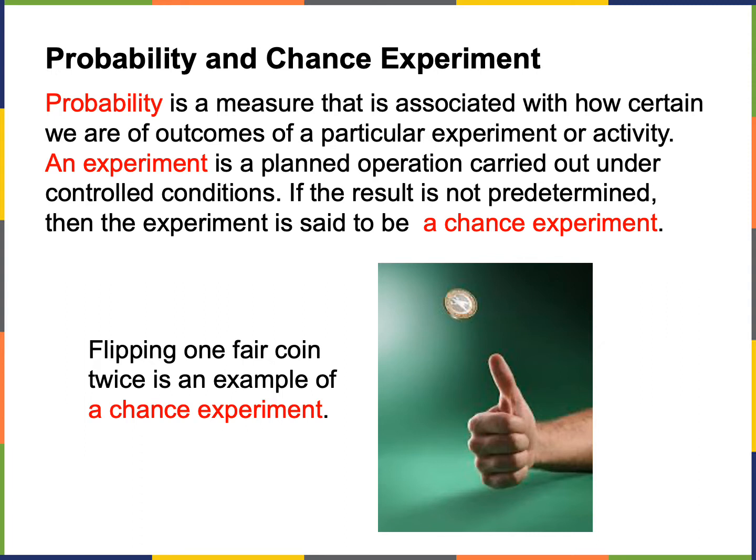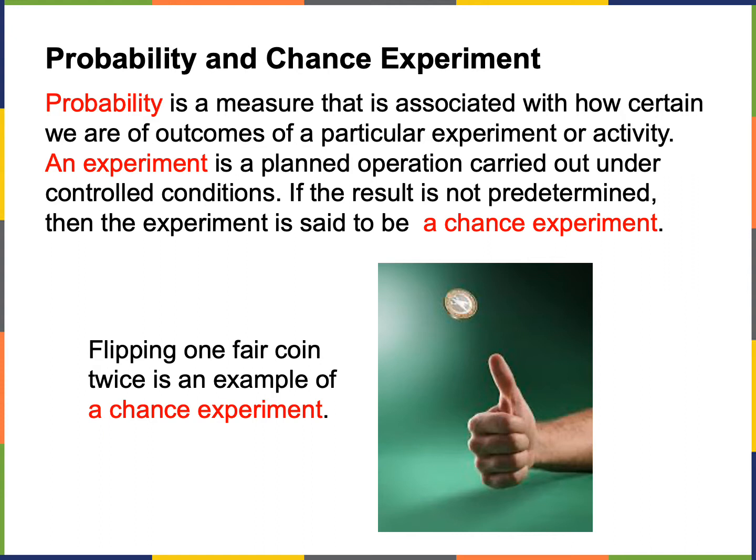Okay, so what is probability? Probability is something that we do all the time, but sometimes we're not even aware that we're using it. Probability is a measure of how certain we are that something will happen, how certain we are of the outcome of a particular experiment or activity. So what's an experiment? It's something that's planned and carried out under controlled conditions. If we don't know what the result will be, then we call this a chance experiment.